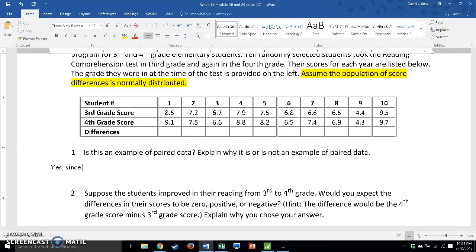Yes, since both scores correspond to one student.